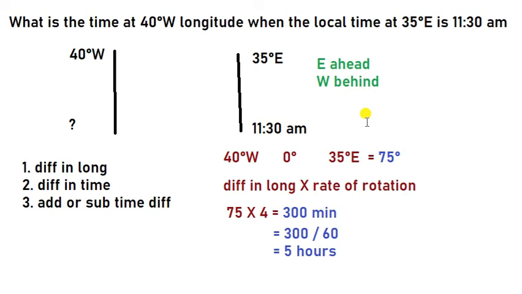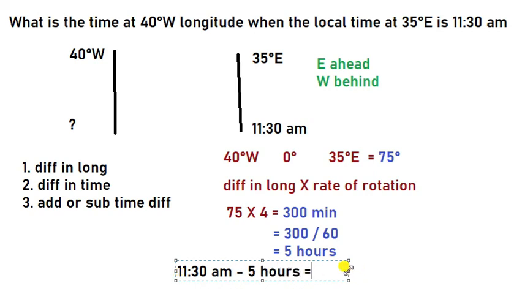We know the time at 35-degree east longitude. From that time we have to reduce the time difference. The time at 35-degree east longitude is 11:30 a.m., which is given in the question. From this we are going to reduce 5 hours. So 5 hours is reduced from 11:30.